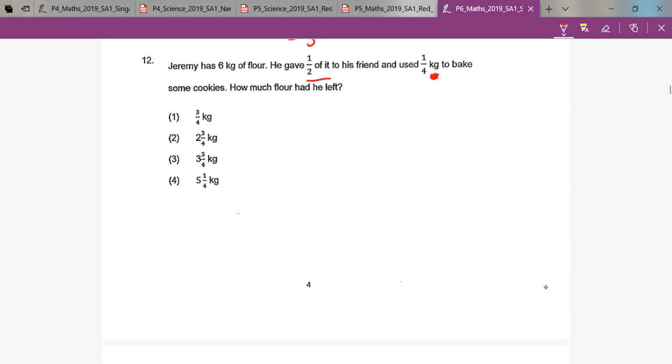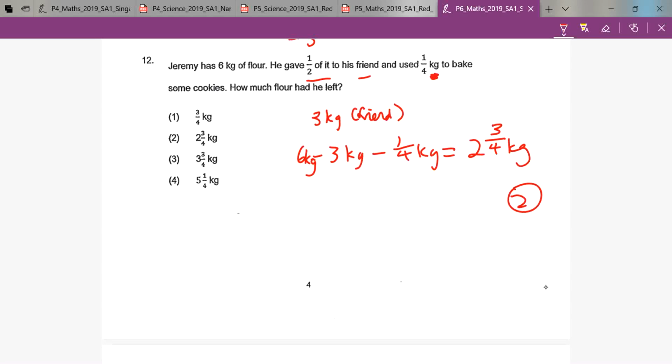6 kg, half of it to his friend. Half of it would be 3 kg. That's to the friend. Which means how much does he have left? Yes, 3 kg. And then you minus again the 1/4 kg. You're going to get 2 and 3 over 4 kg, option number 2.